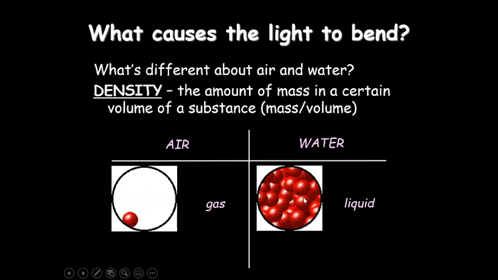So density is how much mass there is. If there's a whole bunch of them, the density is higher, right, than this one.